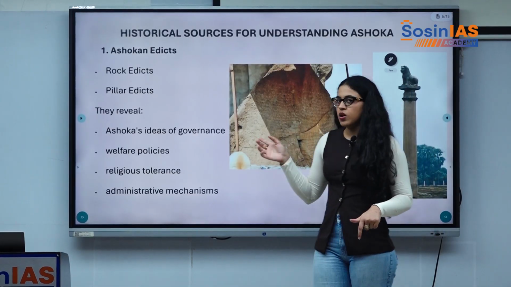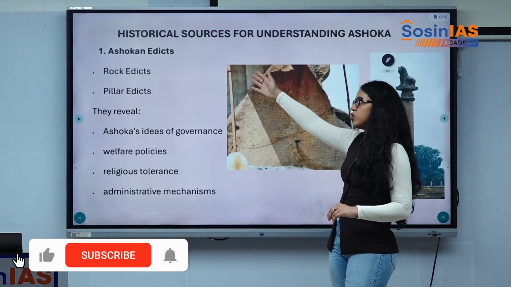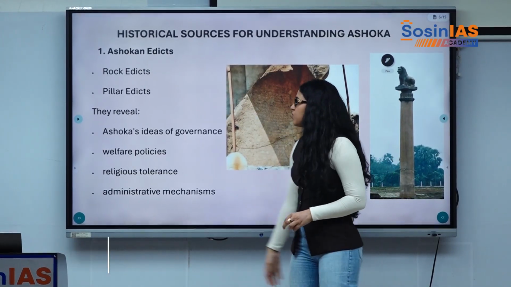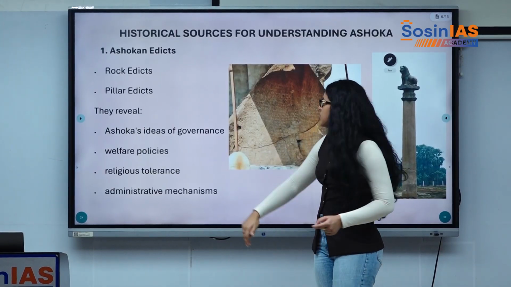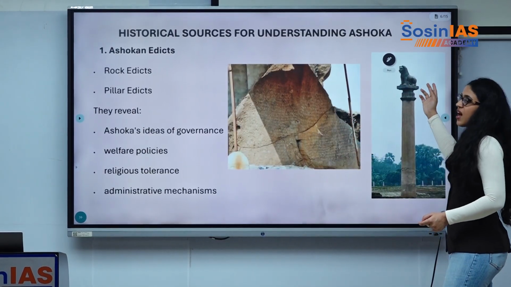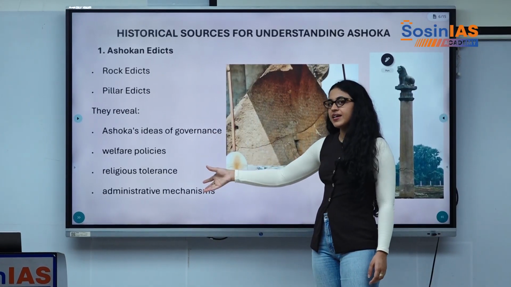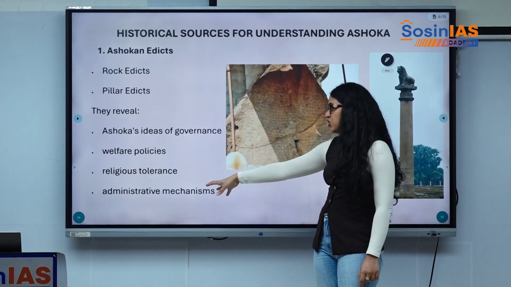To understand Ashoka, let's look into some of the historical sources. The first and most important one is the Ashokan edicts. The rock edicts and the pillar edicts that we have seen in Kandahar or the UP regions, like the Sarnath lion capital. They reveal the governance ideas, the welfare ideas and the religious tolerance that he preached.